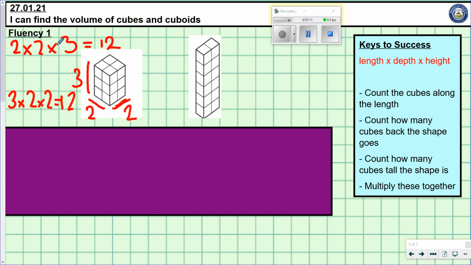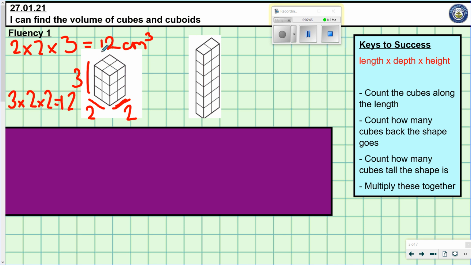Okay, so each time I've got the same answer, so don't worry about which one's the length and which one's the depth and which one's the height. As long as you know the 3 measurements, you'll get the right answer. Now volume, we measure volume in centimetres cubed. So remember, area we measure it in centimetres squared and had a little 2, but volume we measure it in centimetres cubed. That's because these shapes are made up of little cubes. Okay, volume is always measured in centimetres cubed or metres cubed.